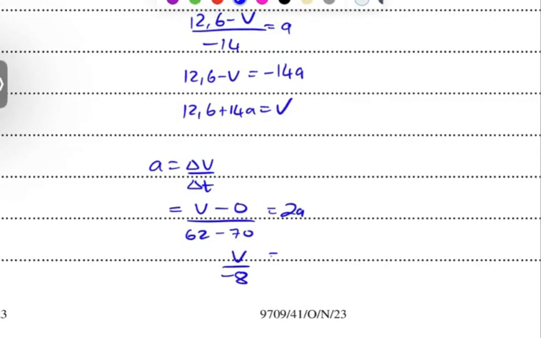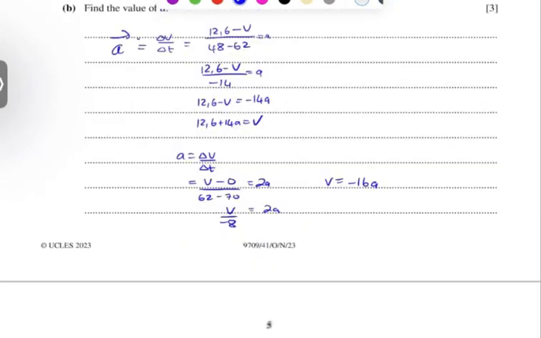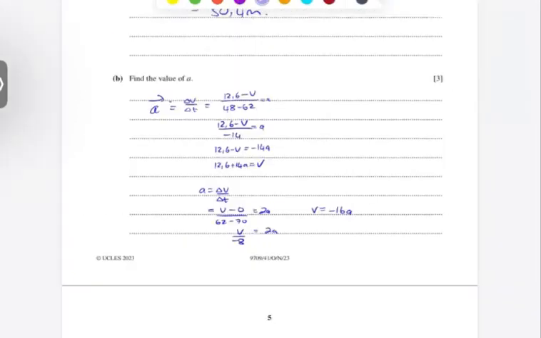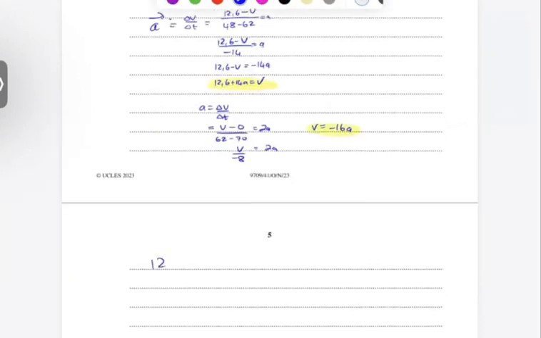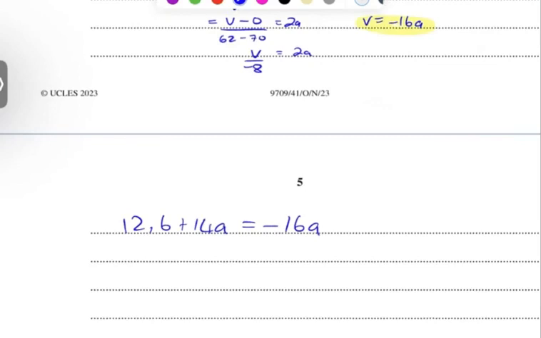Minus 8 is equal to 2A, so V is equal to minus 16A. Right, so because these are the same V, so there's my V there and there's my V there, I can now equate them to each other. So 12.6 plus 14A is equal to minus 16A. That means 30A is equal to minus 12.6.